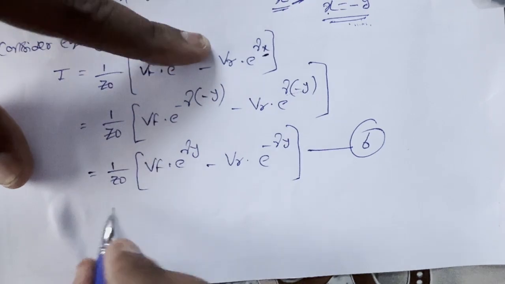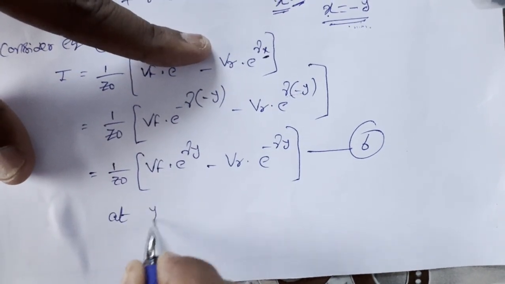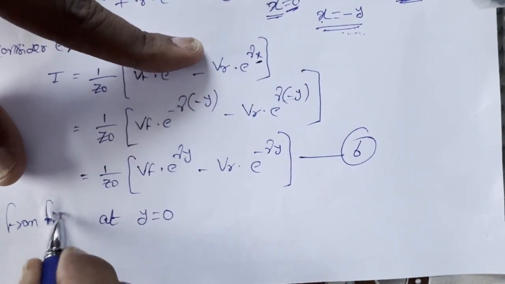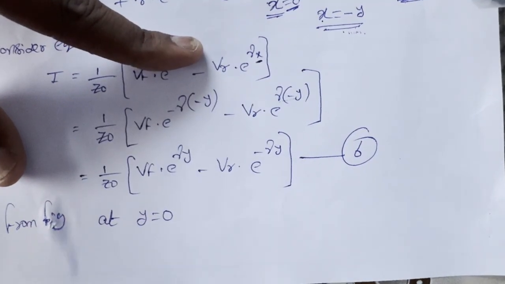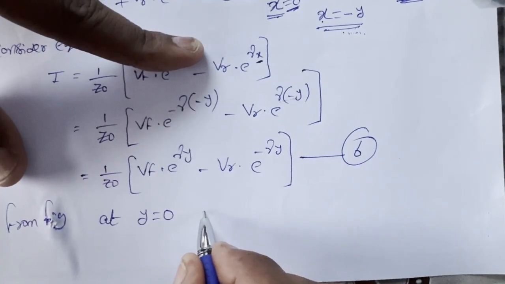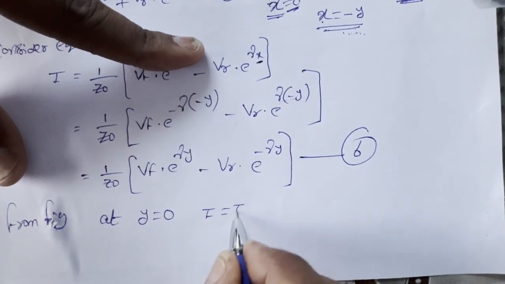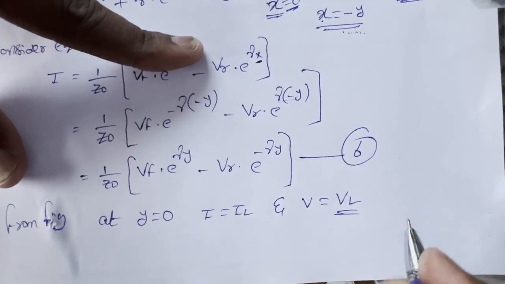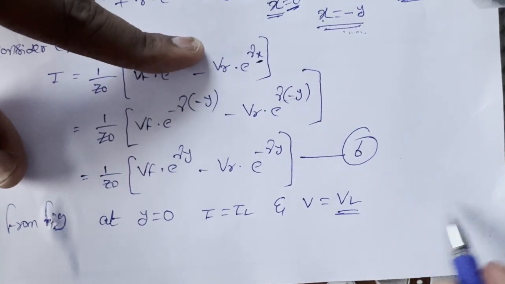That means at y equal to 0, from the figure, I is equal to IL and V equal to VL. Now substitute these two values.